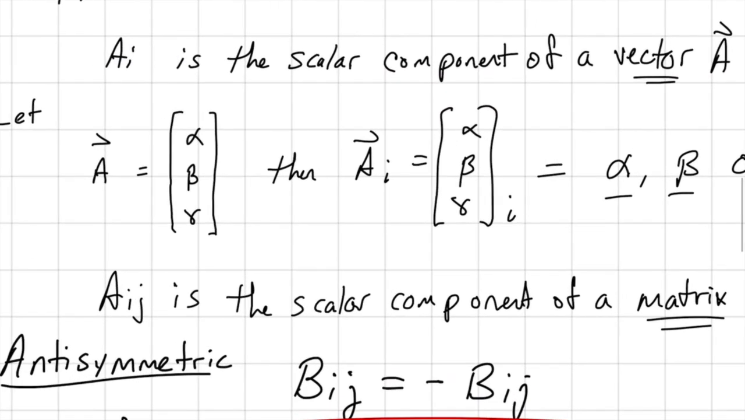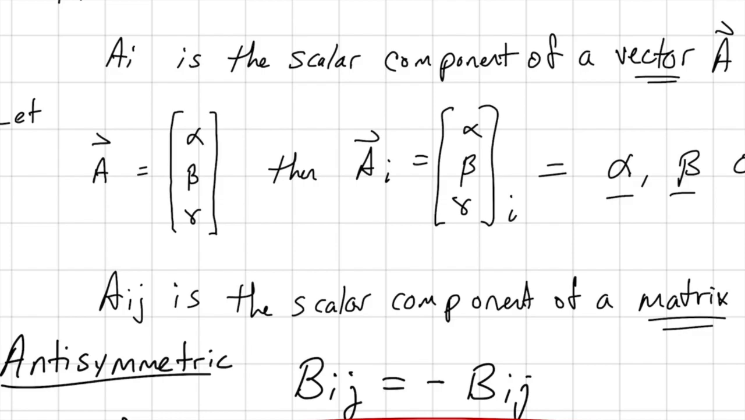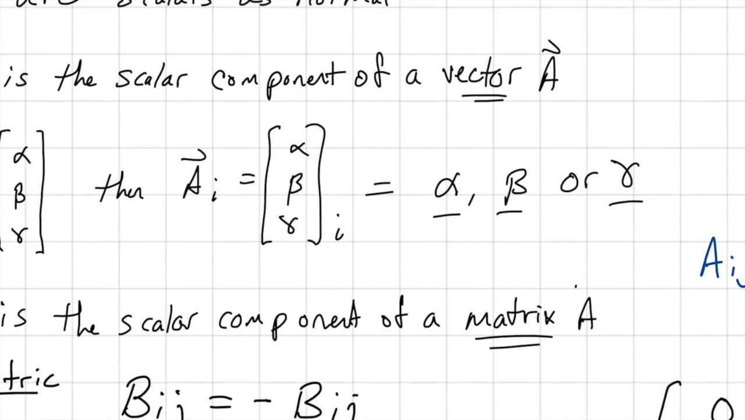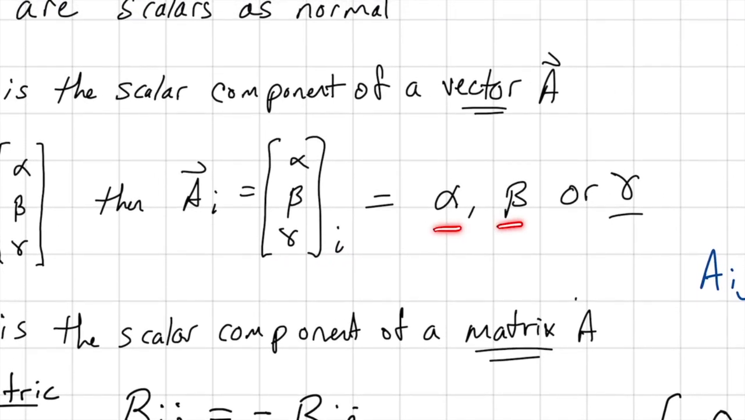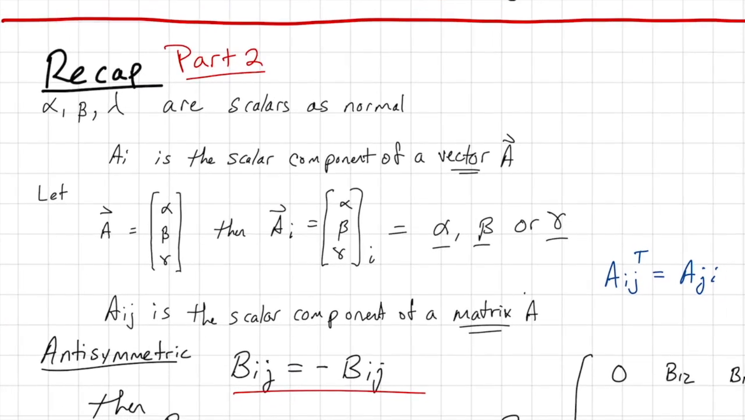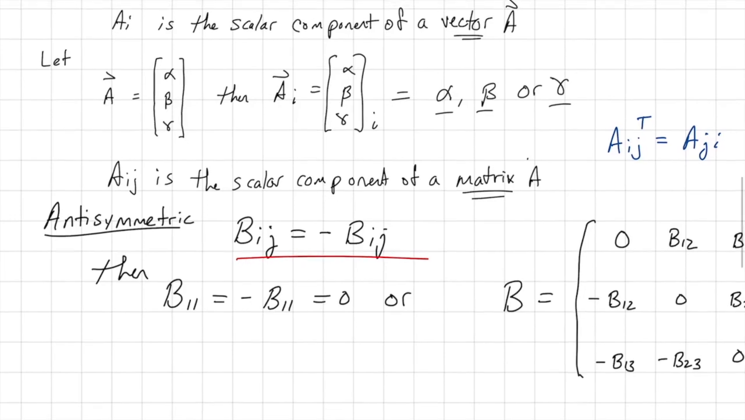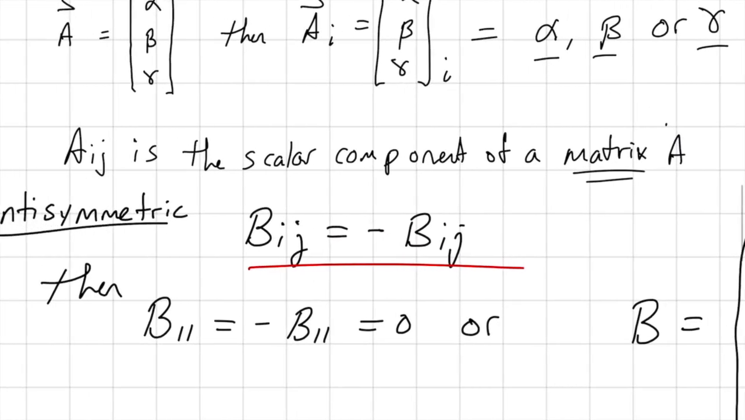So imagine that you had a vector written as A is equal to alpha, beta, gamma. Then A sub i would be the ith component of that vector. So A sub i would be alpha, beta, or gamma. Never all of them, never the whole vector, right? We often drop the arrow here because it's implied that if you have one index, that means vector. If we then have something like A_ij, that's generally a scalar component of a matrix A.